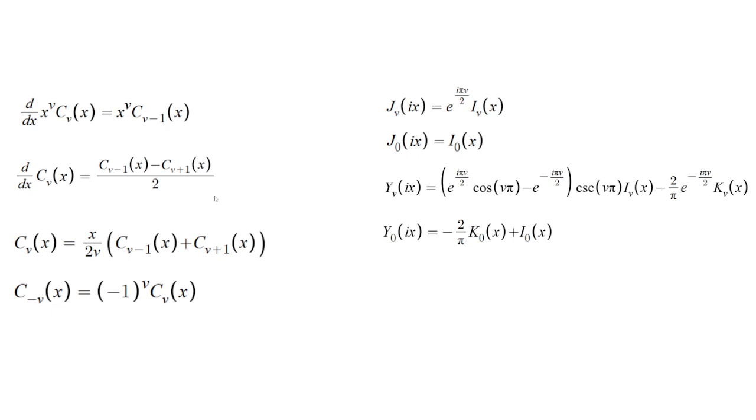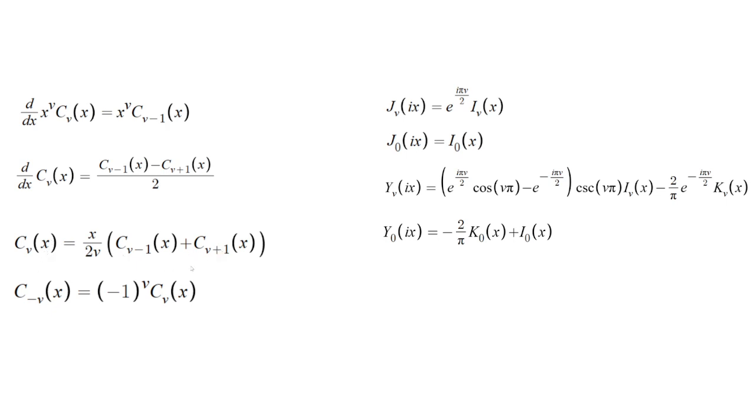Oh, by the way, you see the notation here, c sub v? C sub v of x just means Bessel j sub v of x or Bessel y sub v of x. So the properties are going to be identical for both of them in this case. So that's the basic derivative property, and this is the recurrence relationship.